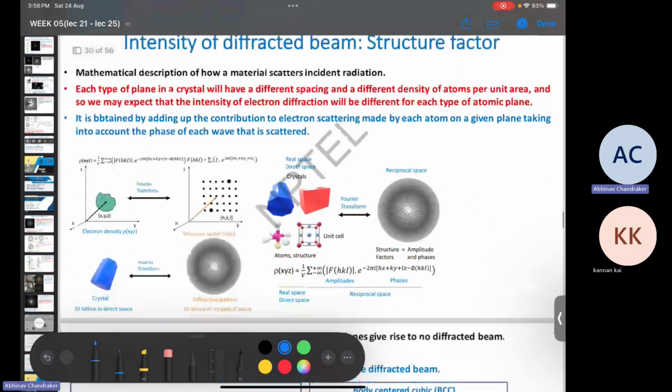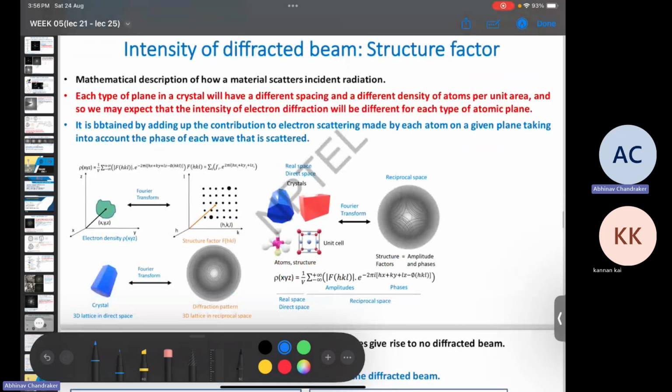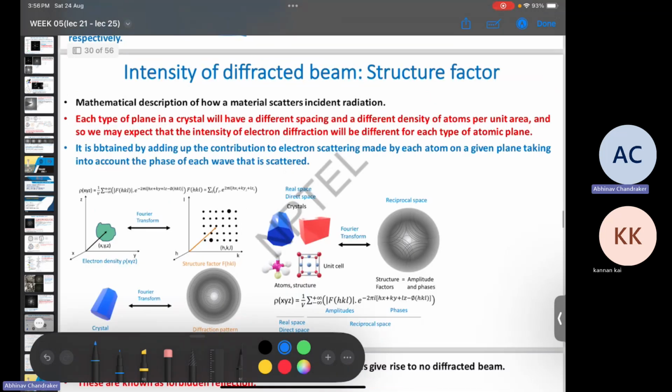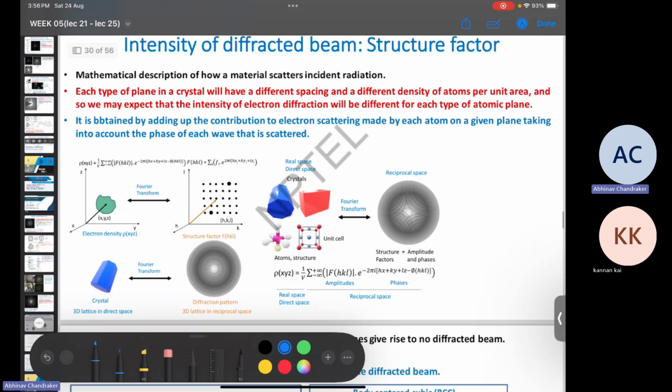I'll try to hurry a bit. So I'll cover structure factor, after which we'll go to zone axis and indexing. I think these parts are easier to understand if you have understood the previous stuff. So I hope that I was able to convey some of it to you. Now let's come to structure factor.